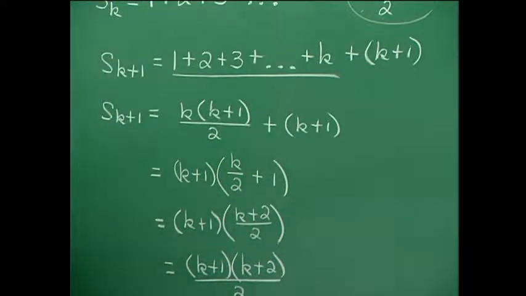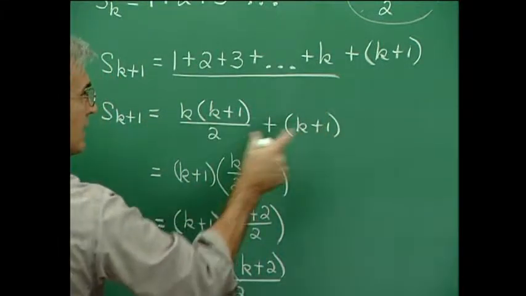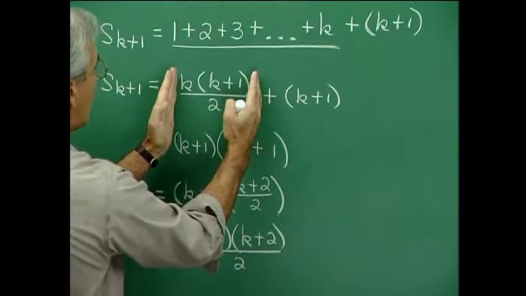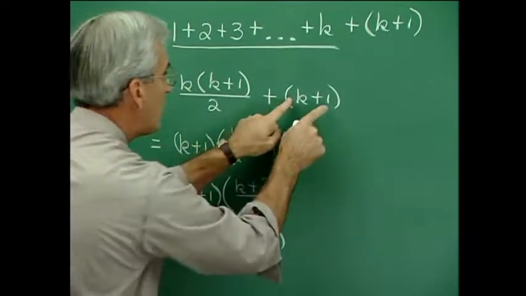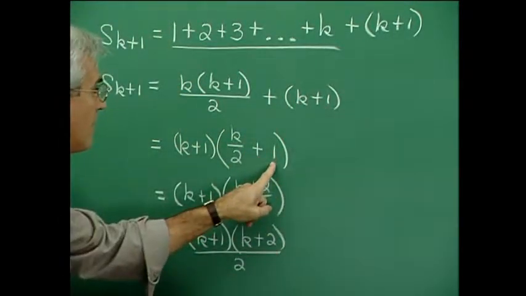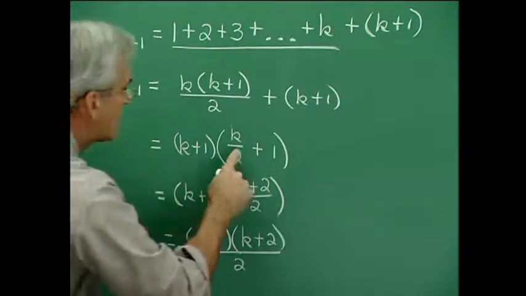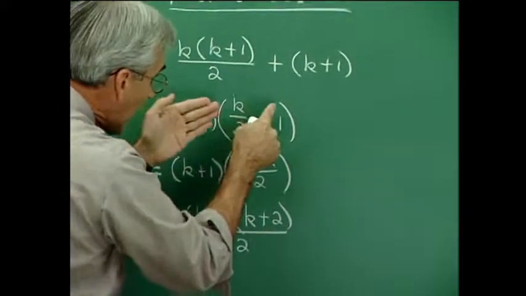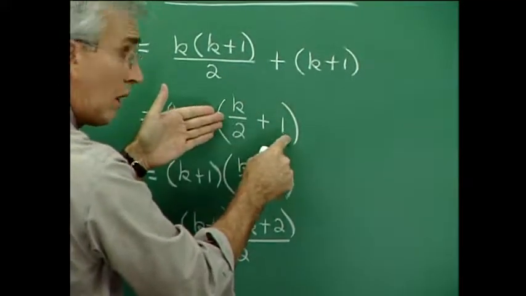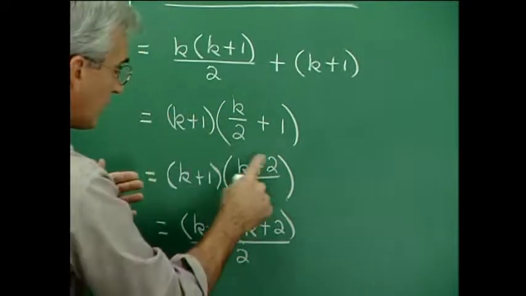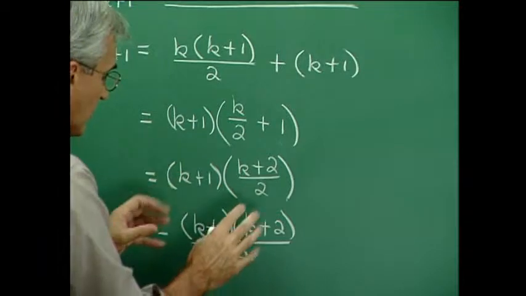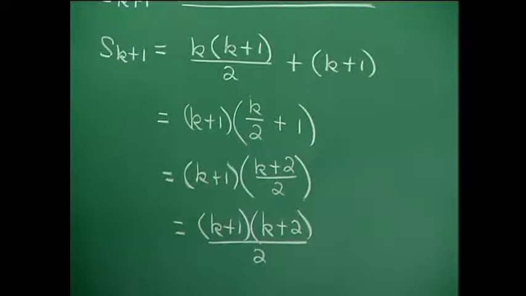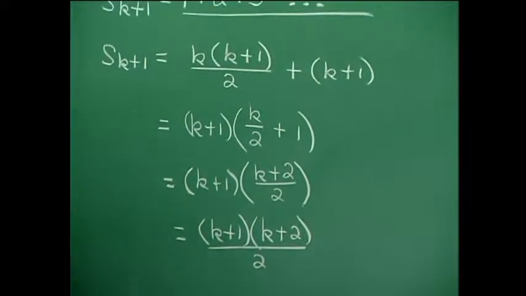Okay, let's see if we can do that. We see that in these two terms, k plus 1 is a common factor. So we pull out k plus 1 as a common factor. When we pull k plus 1 out of this term, we're left with k over 2. When we pull k plus 1 out of this term, we're left with 1. Now, what's this? Well, we have a fraction here. We need common denominators. 1 can be thought of as 2 over 2. So when we write 1 as 2 over 2, we have k plus 2 over the common denominator 2. So this becomes that. And now we can rearrange factors a little bit and write this as k plus 1 times k plus 2 over 2, which is what we need to do. And our proof is complete.